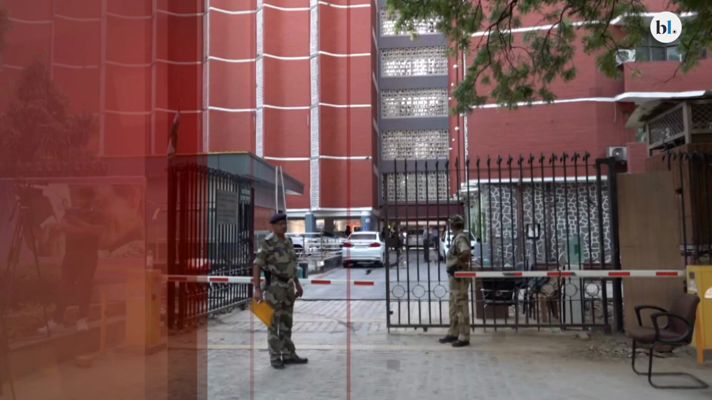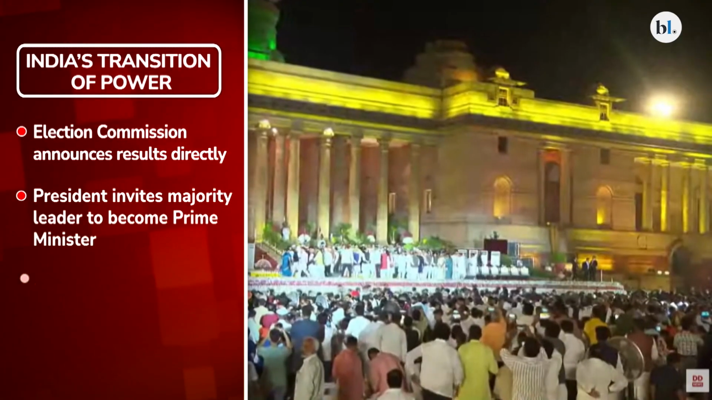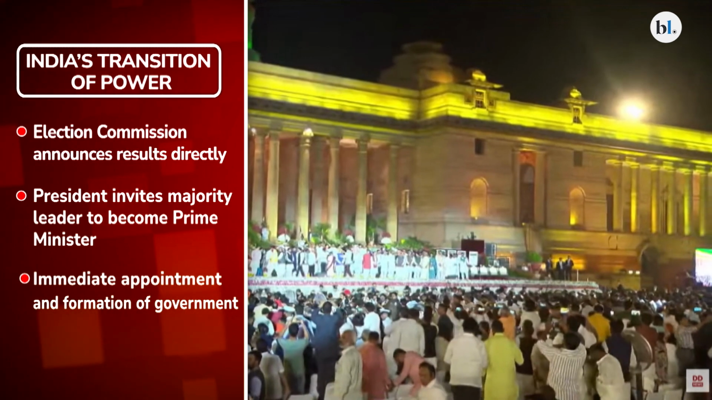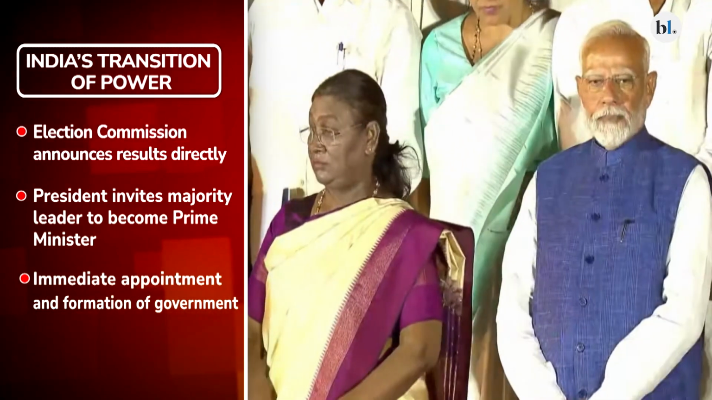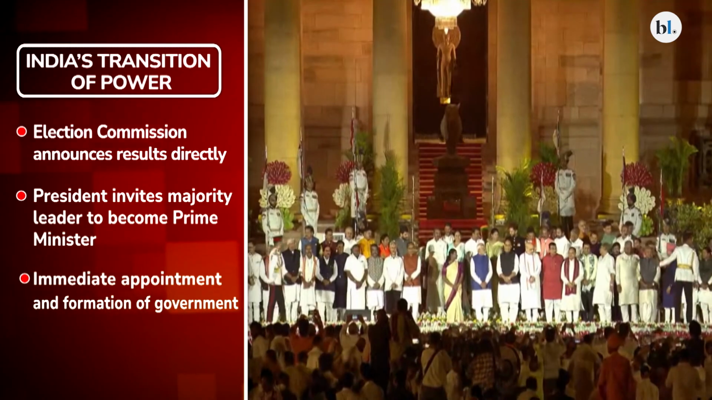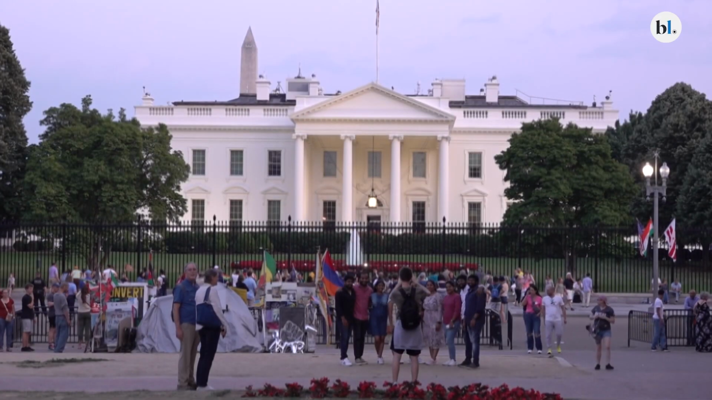In India, however, the Election Commission announces the results right after the count. The president then invites the majority party or coalition leader to become the Prime Minister. This makes India's transition of power more direct, while the US relies on the Electoral College to make the final decision.